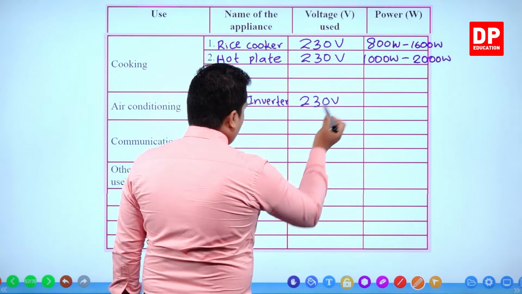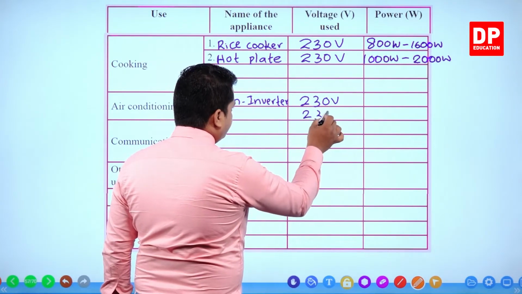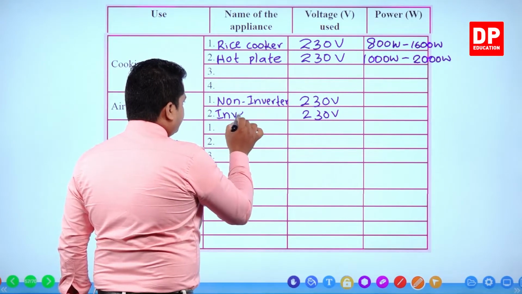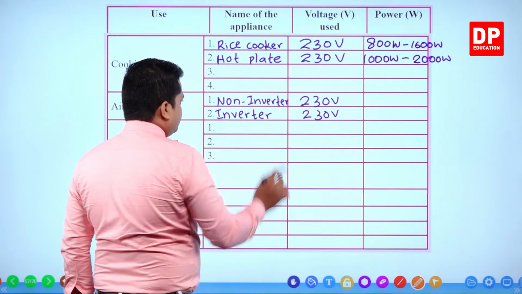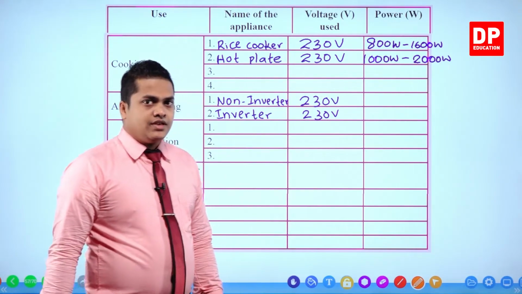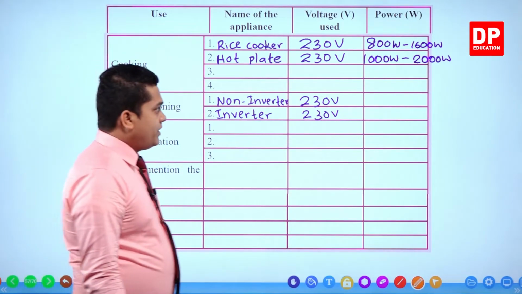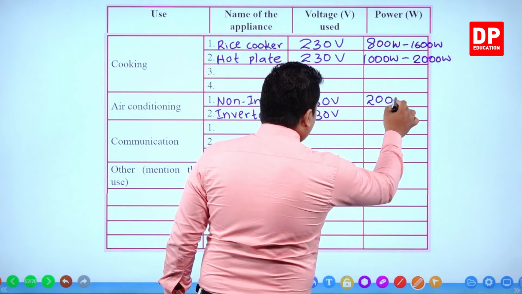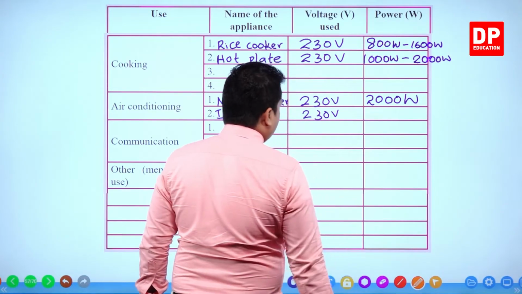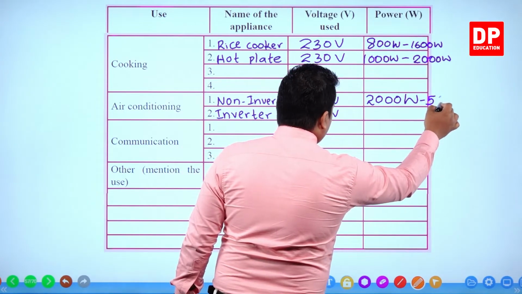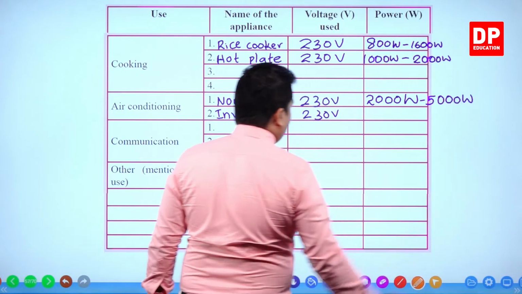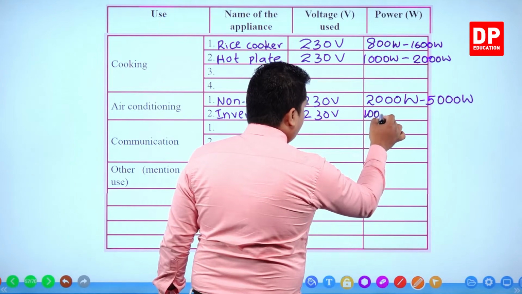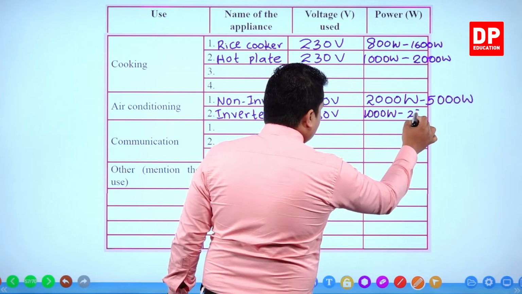You know that we need to plug it into 230. And there are inverter technology air conditioners. Normally, non-inverter ones use about 2000 watts to 5000. But if you take an inverter one, it's around 1000 to 2500.